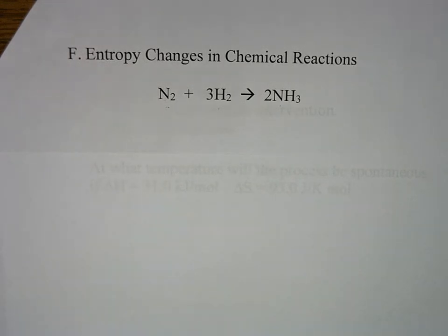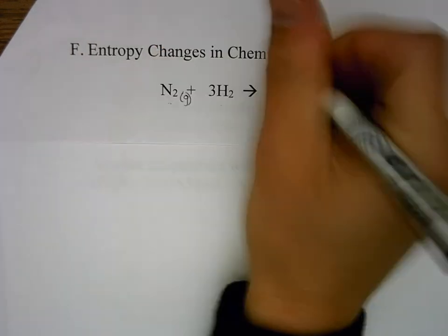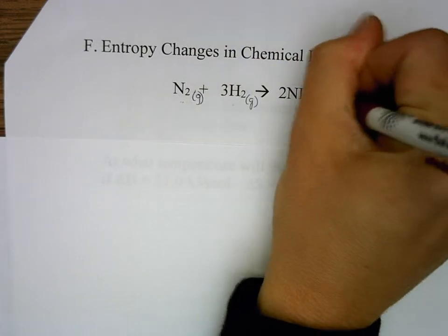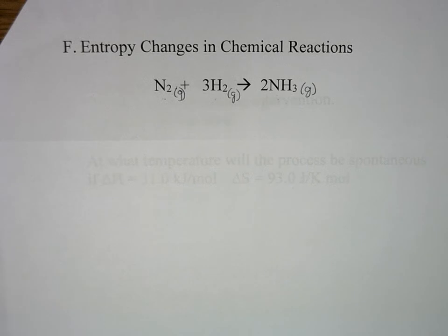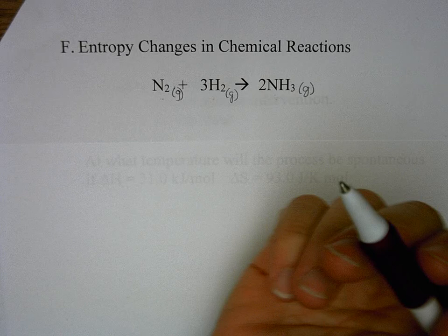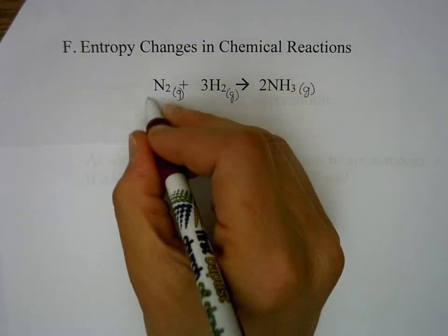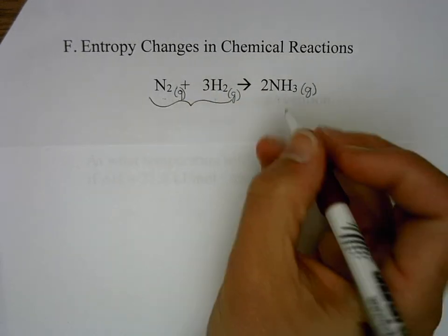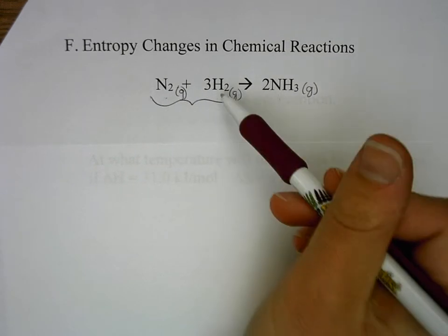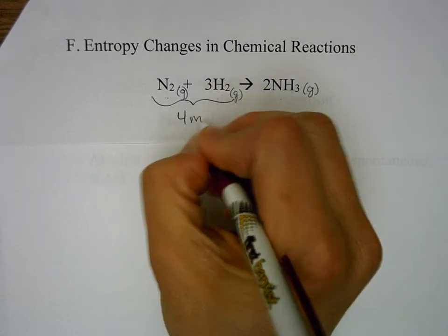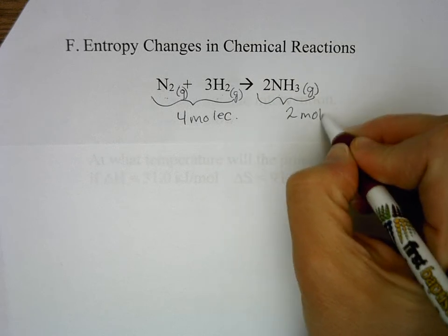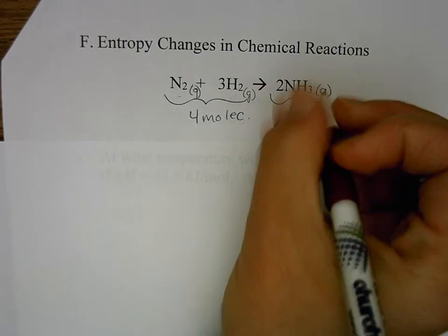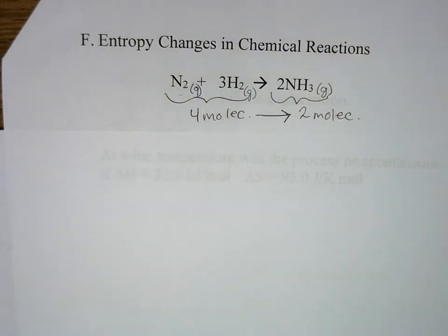When you have a situation where everything is gases, like in this case, I don't have any phase changes. It's not like the molecules are becoming more disorderly. They were disorderly to begin with. You want to pay attention to how many molecules you have. So here on the reactant side, I have 1 nitrogen molecule, 3 hydrogen molecules. So I have 4 molecules to start with. Over here on the product side, I have 2 ammonia molecules. So I'm going from 4 molecules to 2 molecules.